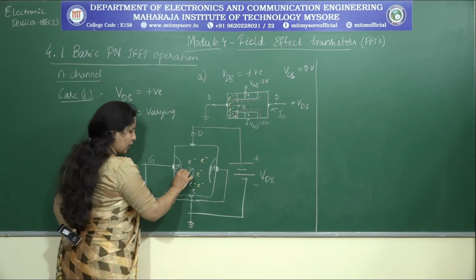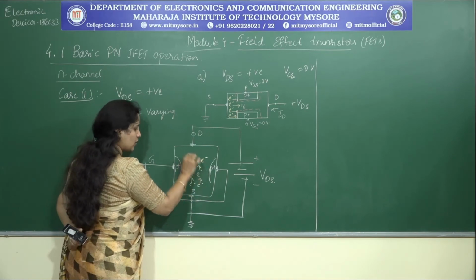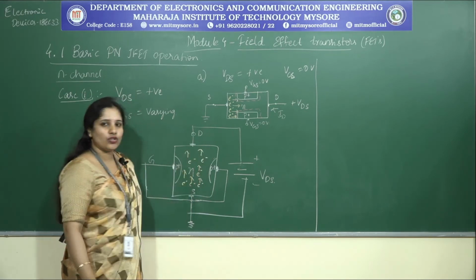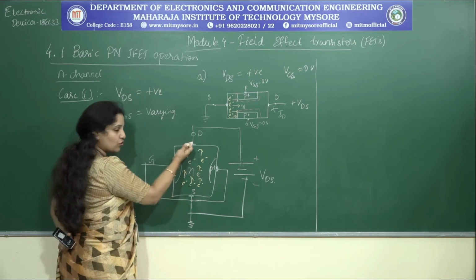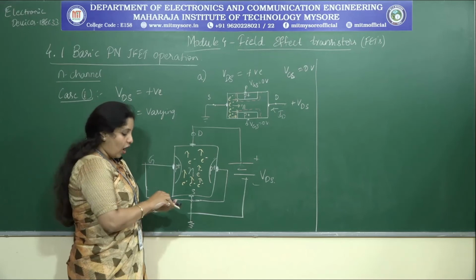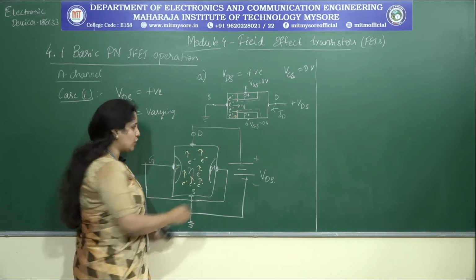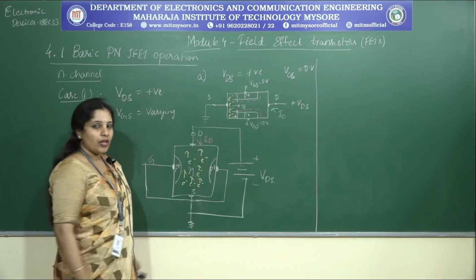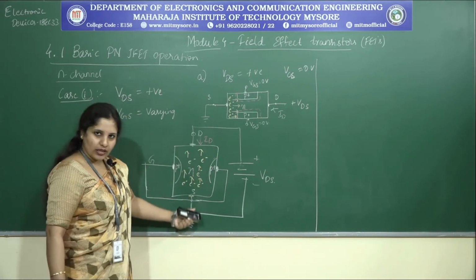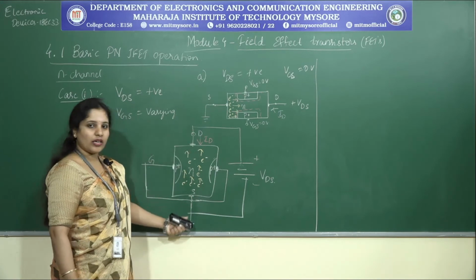As a result, how can I show the direction of the electrons? It has to be in this direction. Now, since the electrons are moving from the source to drain in this particular case, how should the conventional current direction be? It has to be in the opposite direction. And that is what the ID value that I have considered, which should be in the downward direction.